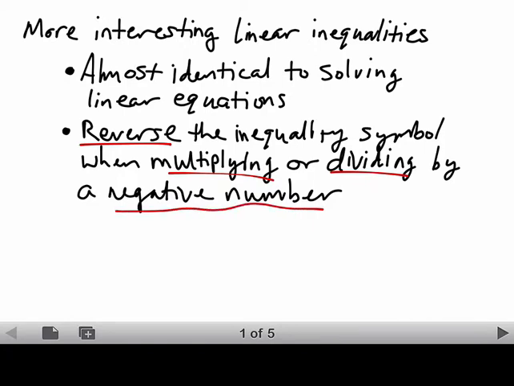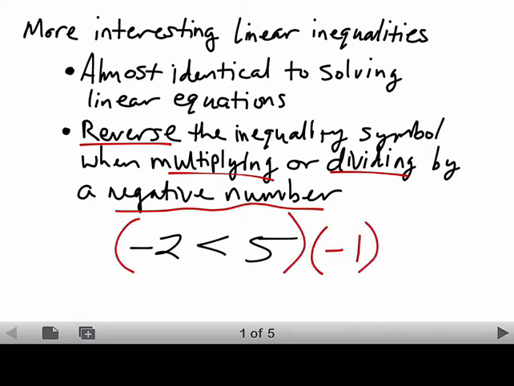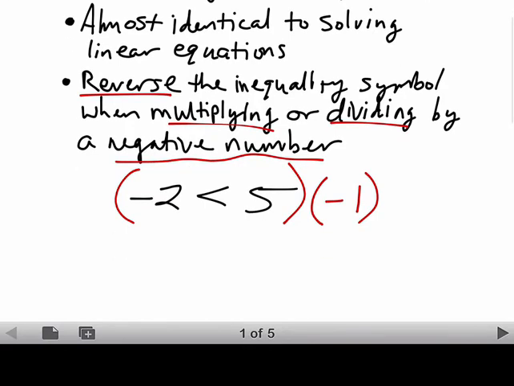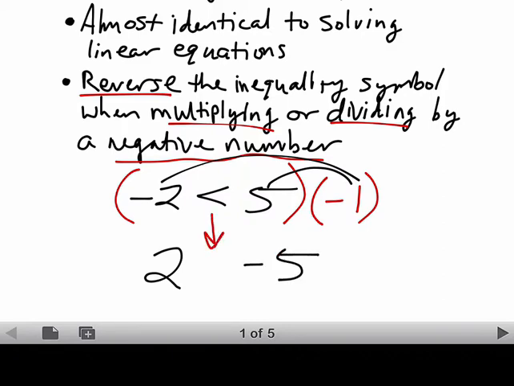And to convince you of why that is, let's consider negative 2 is less than 5. This is a true inequality. And I'm going to multiply the whole thing by negative 1 to demonstrate something, and let's face it, you can't stop me. So when I multiply the negative 2 by negative 1, it becomes a positive 2. And I multiply negative 1 by 5, it becomes a negative 5. And an appropriate inequality symbol between 2 and negative 5 is greater than. In other words, the symbol reversed to keep it a true statement.